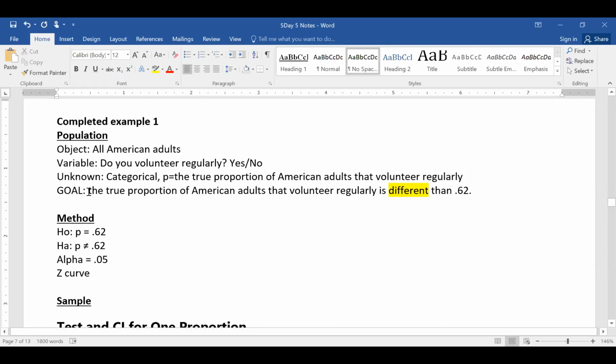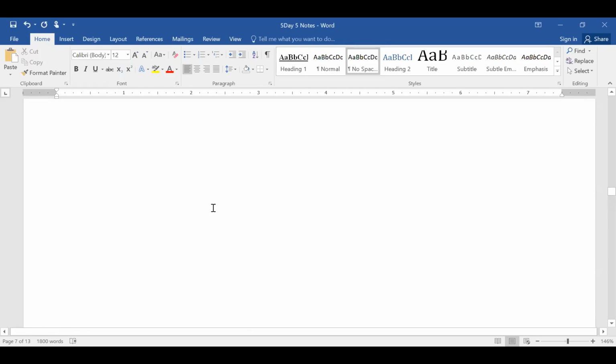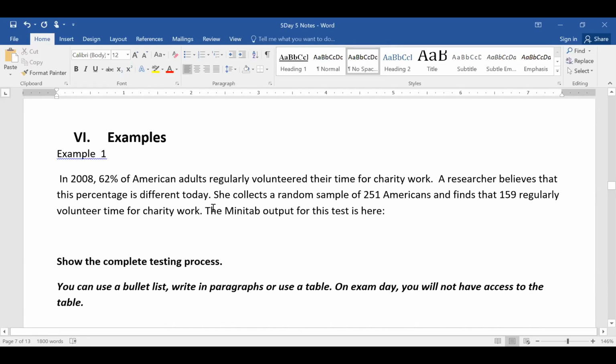My goal is to support my HA. Now I need to go back up and look at what it says is going on. It says 62% of American adults regularly volunteer their time, so I'm going to write 0.62. And it says a researcher believes that it's different today. If a researcher believes it's different, that's my HA.